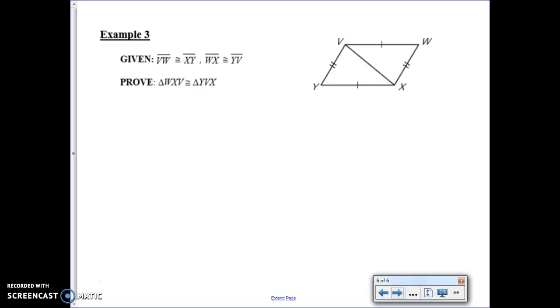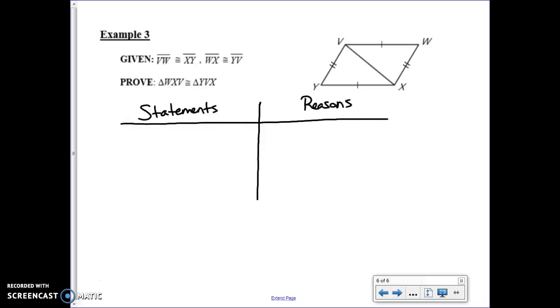All right, let's try one more proof. So again, I'm going to put statements on the left, and I'm going to put reasons on the right, and I'm going to set up my table. So number 1, I'm going to put my given information. VW is congruent to XY. WX is congruent to YV. I'll put given. If you are feeling pretty confident on proofs, now would be a great time to pause the video so that you could try this on your own. So I'm going to keep going.